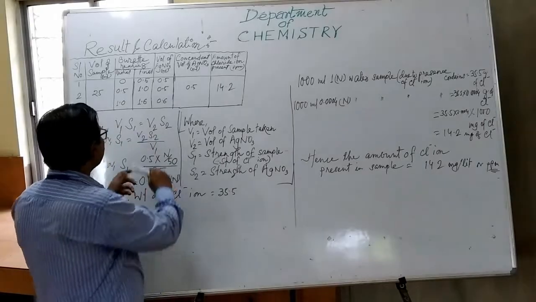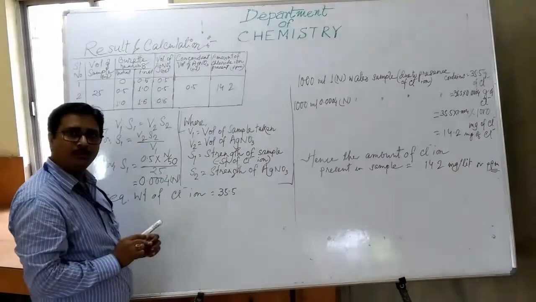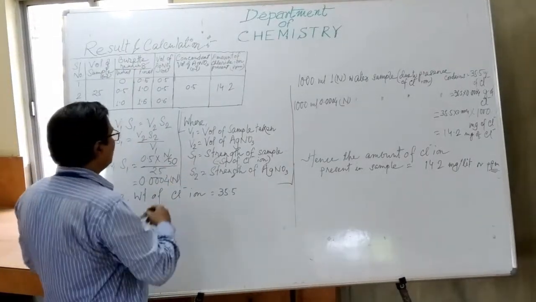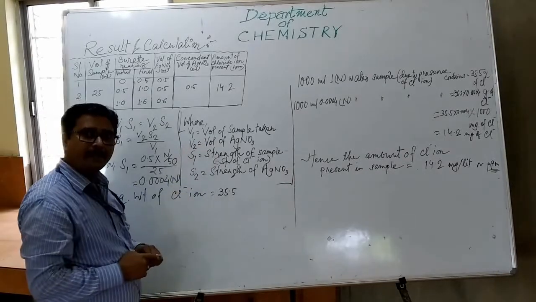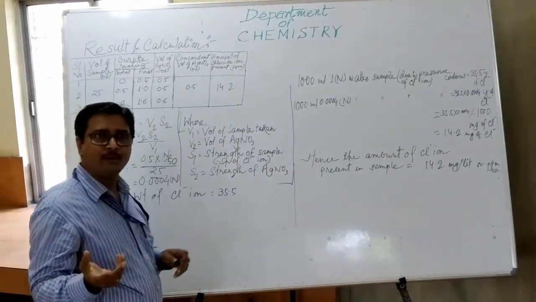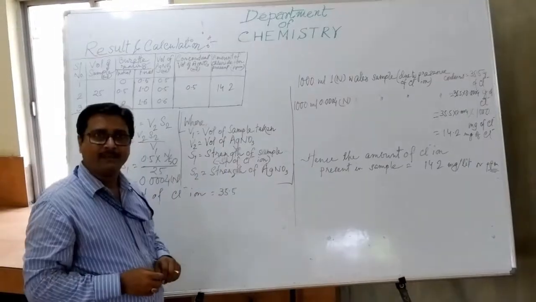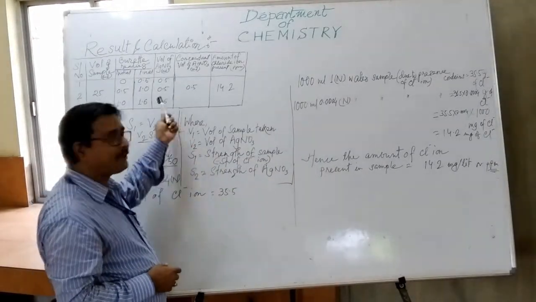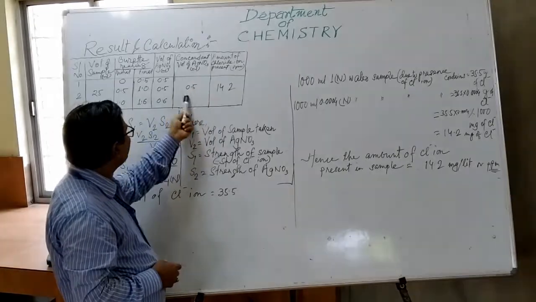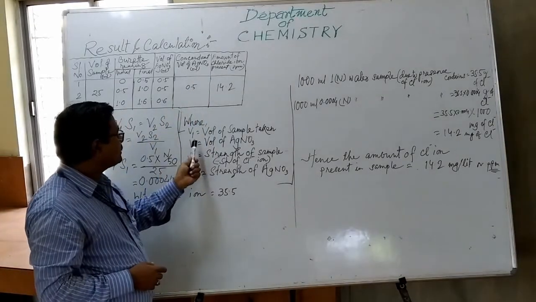Using the normality equation, V1 S1 is equal to V2 S2. Okay, it's familiar to you. Now, V1 is the volume of sample taken. Volume of sample means 25 ml. You are taking 25 ml for this case. V2 is the volume of silver nitrate. That volume of silver nitrate is the burette reading. Whatever concordant reading is there, you have to write down instead of V2.